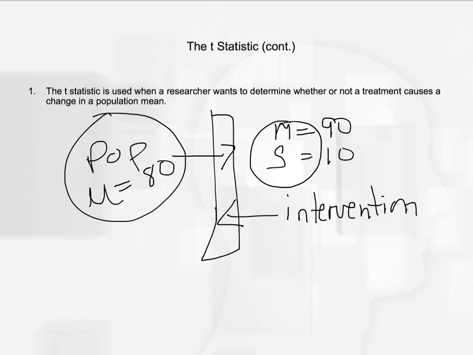And what we want to know is, is 90 different enough from 80 to say that the intervention had an effect, or not? Or is that 10-point difference simply due to sampling error? That's one type of, that's an example of how you would use the t-statistic.